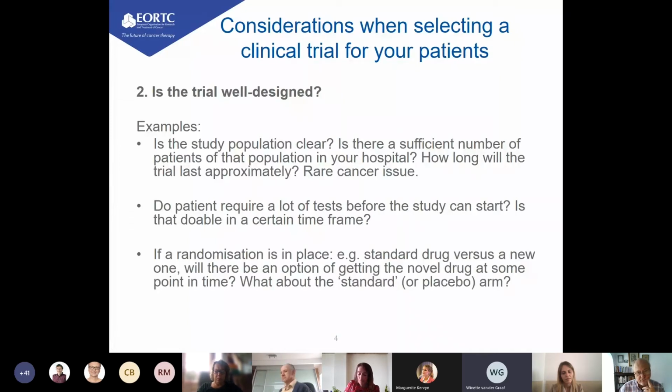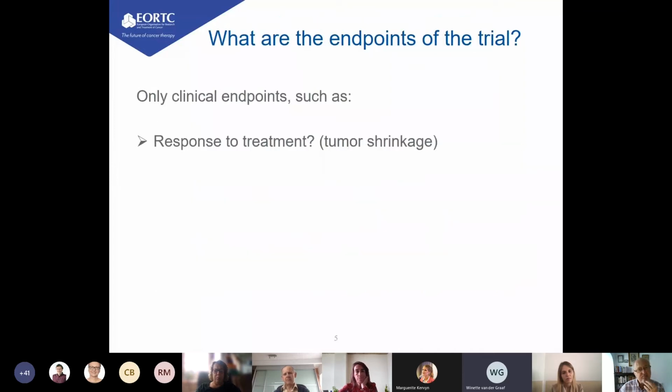And if randomization is in place, it's always important to know, what do they compare? Do they compare a placebo treatment, or do they compare a standard treatment versus a novel one? But do I agree with the standard treatment? Is that standard in our hospital or in our country? So that may also help you to select a new trial.